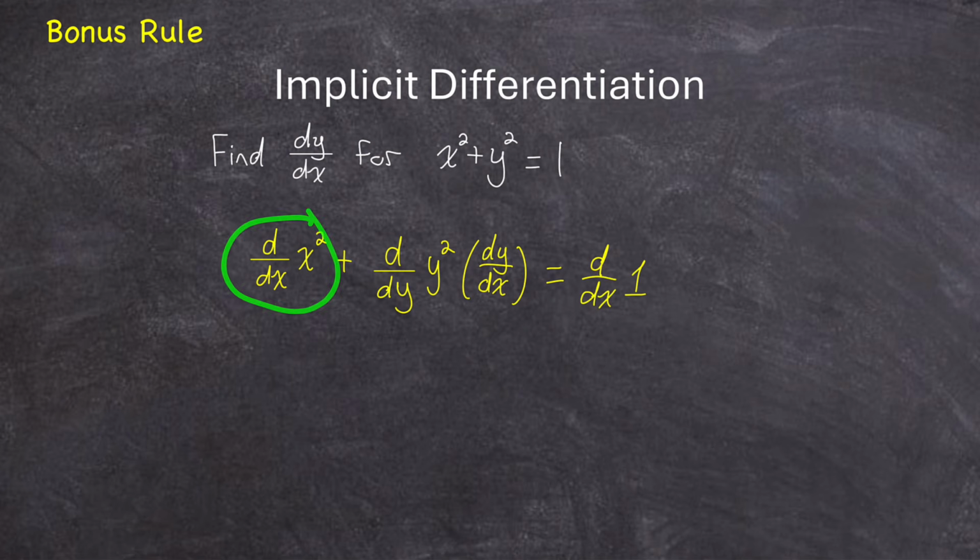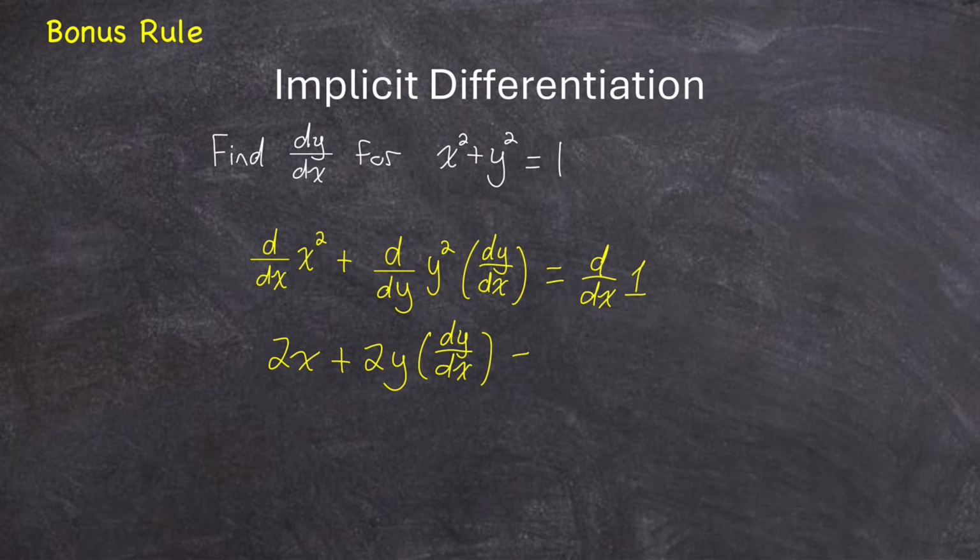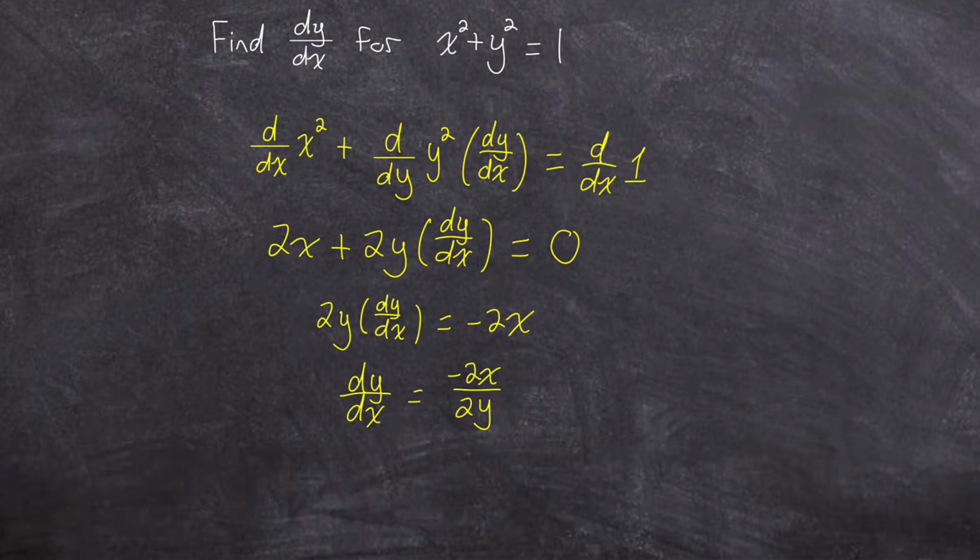The derivative of x squared with respect to x, well, using the power rule, that's just 2x, plus the derivative of y squared with respect to y, I can just use the power rule and it becomes 2y. But then don't forget there's a dy over dx beside that, and that's equal to the derivative of 1, which is 0. And now I just have to rearrange and isolate this equation for dy over dx. So I'll subtract the 2x to the other side, and then divide by 2y. And then simplifying this, I would find that the derivative of y with respect to x is equal to negative x over y. And there you go.